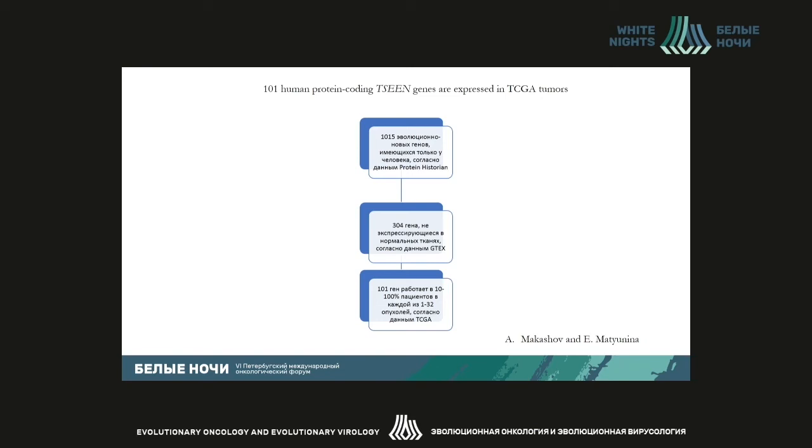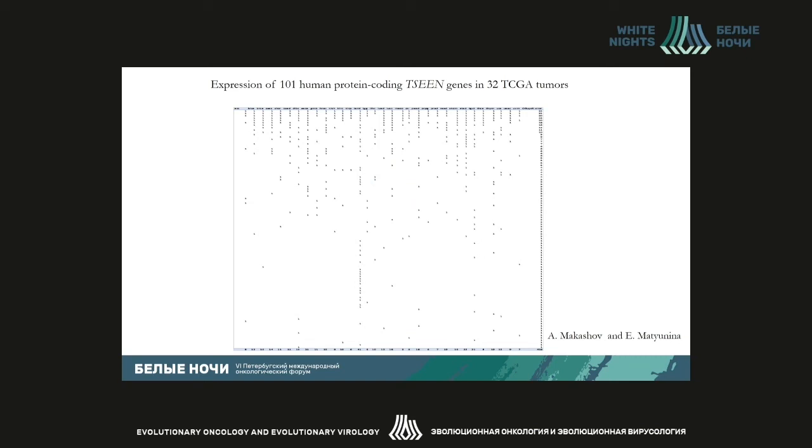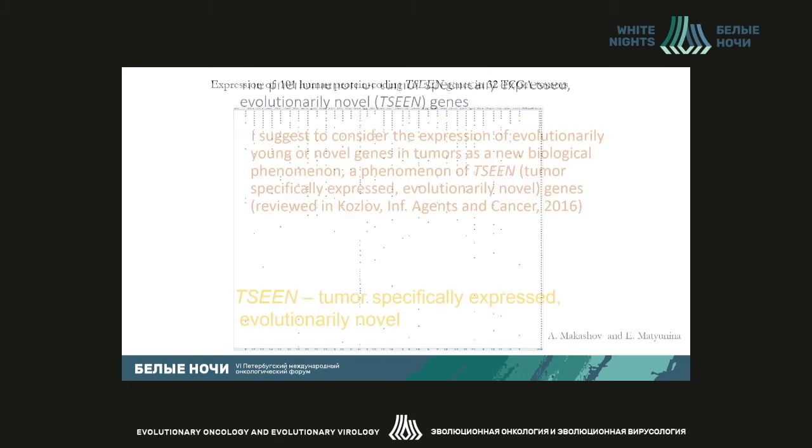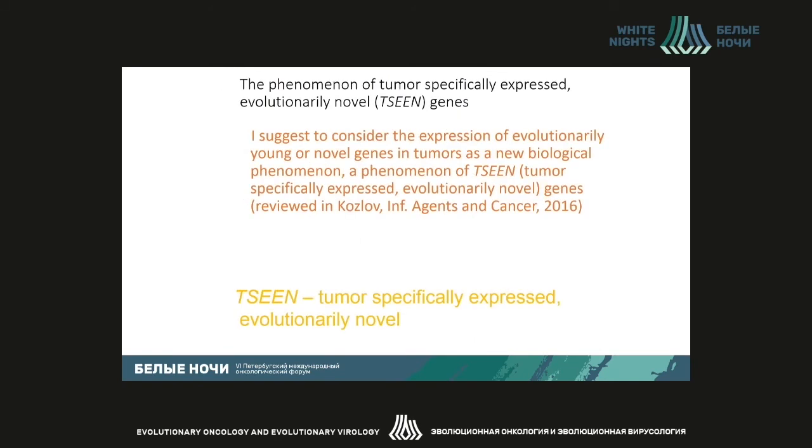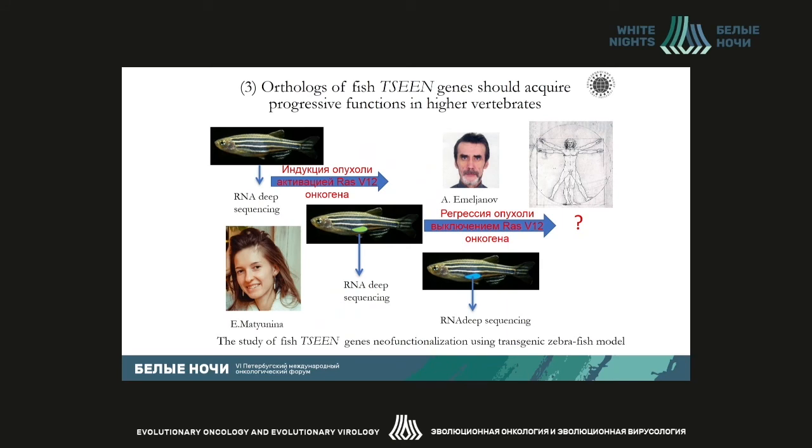The characteristics of some of these evolutionary new genes that work in tumors: in this experiment we described 100 such genes. And let's look at how they are expressed in 32 TCGA tumors. There are genes among them that work in all the tumors, and there are tumors where all these genes work. This slide shows the probable connection of our discovered genes with the development of universal tumor diagnosis and anti-tumor vaccines. We suggest that the evolutionarily new genes that we discovered, expressed in tumors, are a new biological phenomenon, and we call these genes TSEEN, tumor specifically expressed genes.